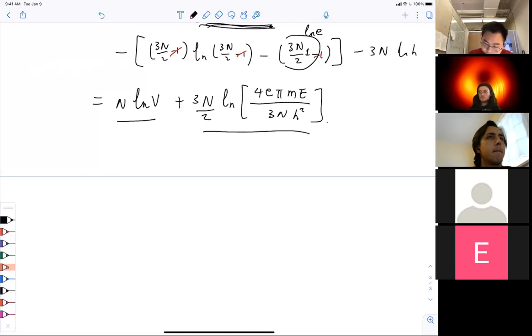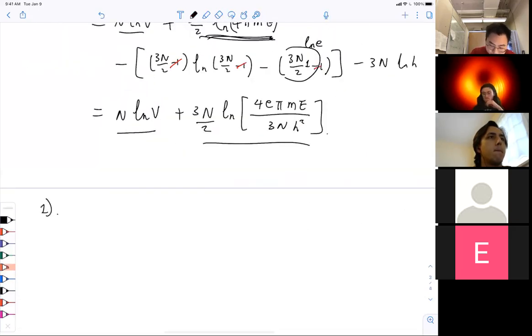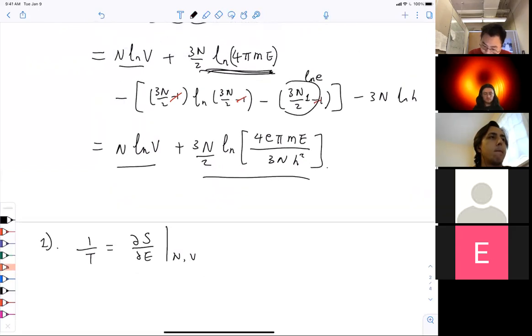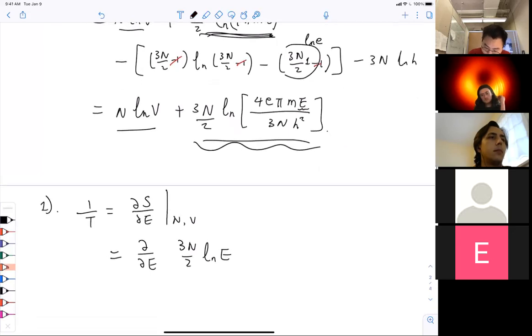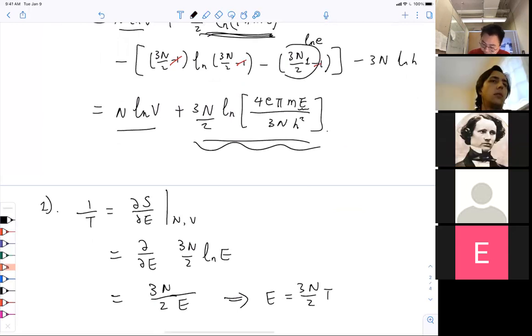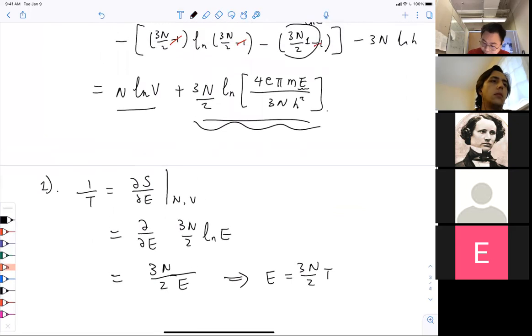Okay, so what do I want to do next? Derive the properties of this ideal gas. One is we can take this derivative, fixing some other variables. Where does E depend? E is here, right? So it's partial derivative with respect to E of 3n over 2 log E, which gives 3n over 2E. This gives us E equal to 3n divided by 2 times T. Remember we dropped the k_B, we set k_B equal to 1. So we can restore this k_B factor just by dimensional analysis.